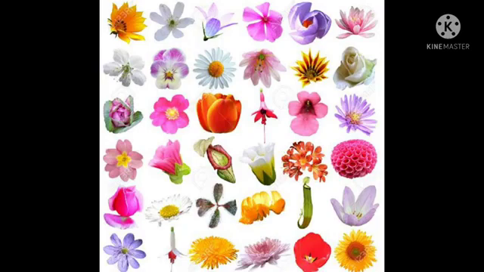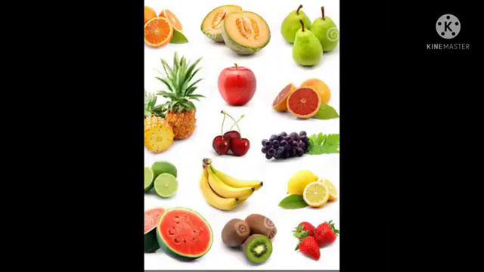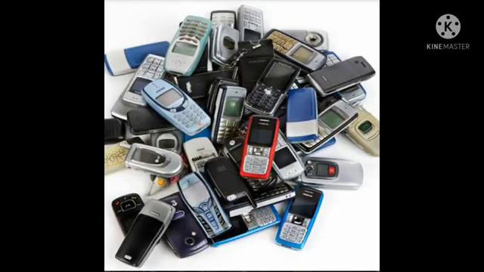Observe this picture, it is a collection of flowers. If we bring a marigold, that flower belongs to the collection of flowers. See the second picture, it is a collection of fruits. If we bring a banana, we can say that it belongs to the collection of fruits. See the third picture, it is a collection of cell phones. If we bring a TV remote, it does not belong to that collection of phones.